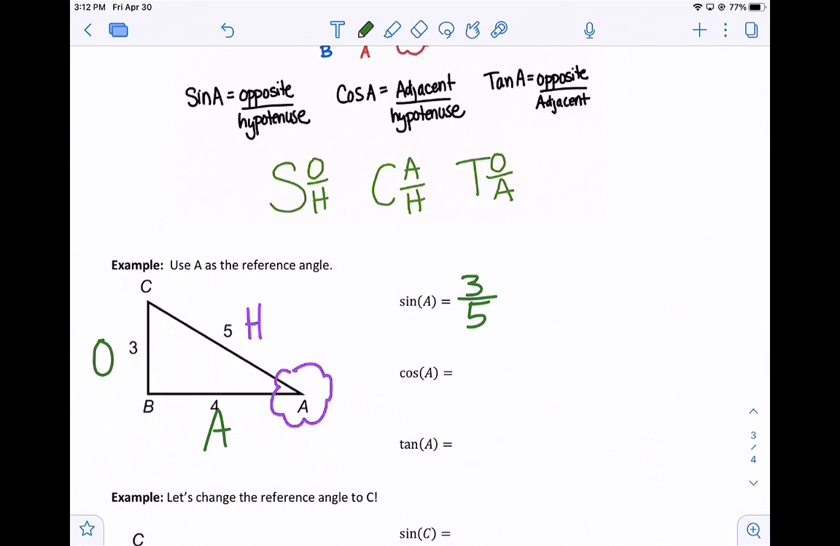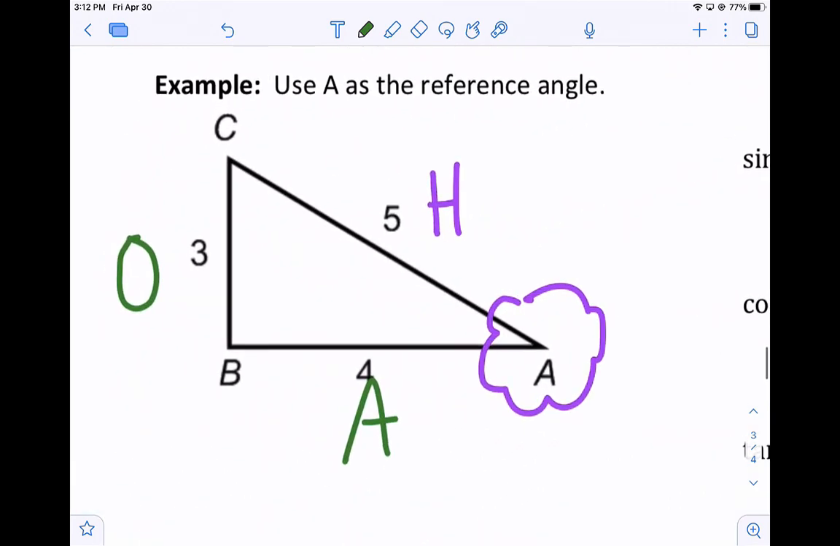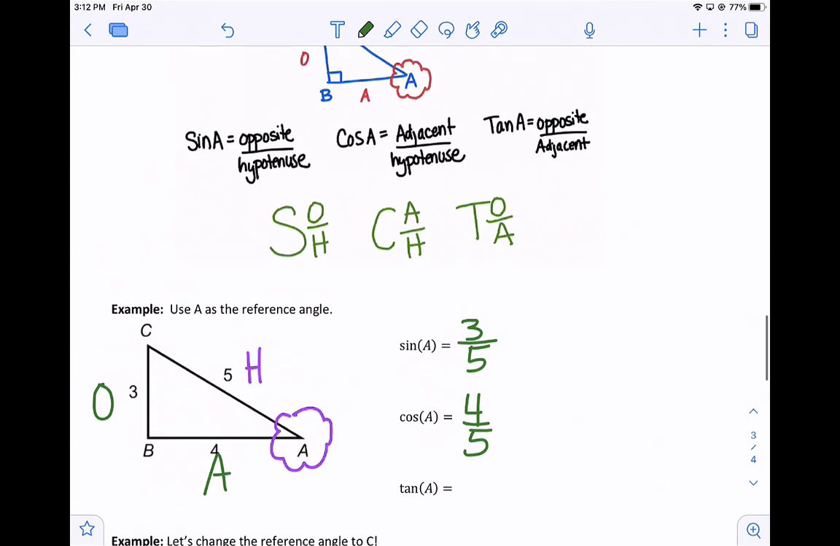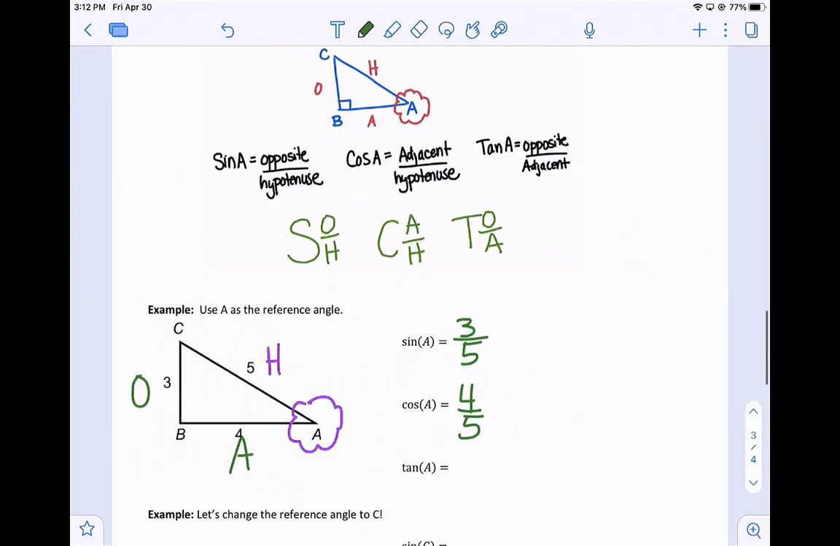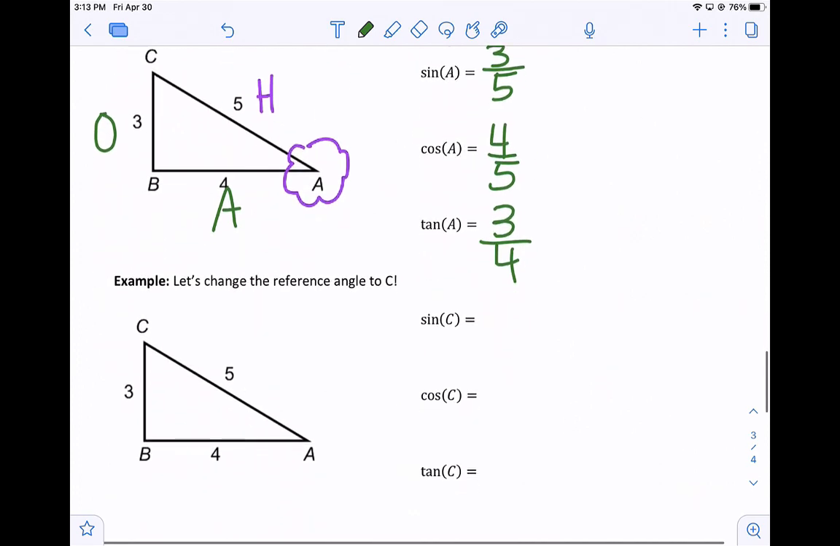Let's do cosine of A. Cosine is adjacent over hypotenuse, and the adjacent side is 4, the hypotenuse is 5, so that's 4 over 5. And then the tangent is opposite over adjacent, and our opposite side is 3, our adjacent side is 4, and again, if we could reduce the fraction, we would. So that's our goal today, is just, can we set up the ratio? That's what it looks like. Let's try the next one.